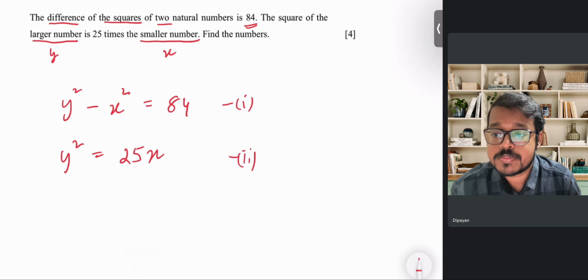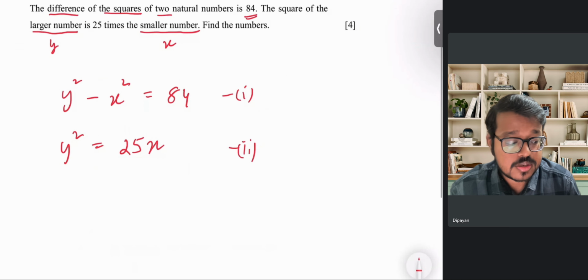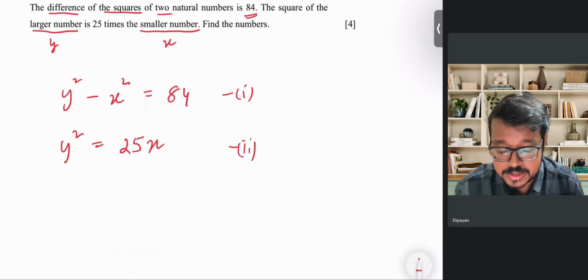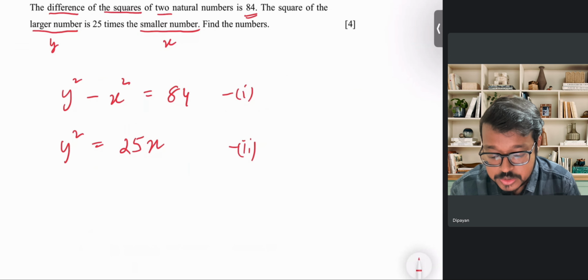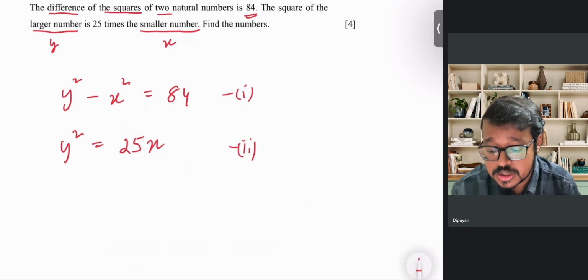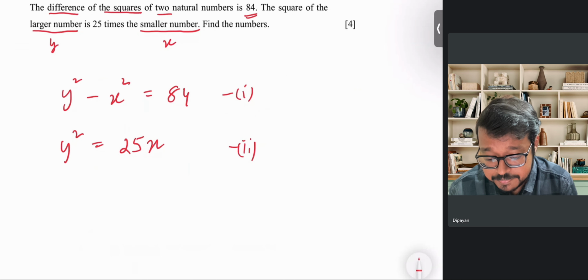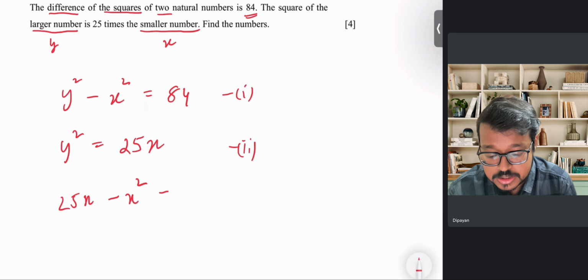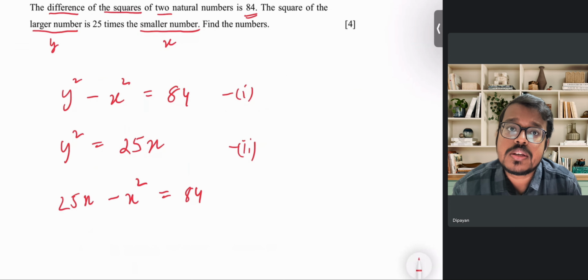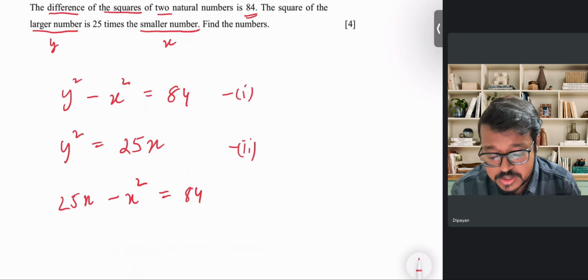So we can do a substitution to get rid of one variable, so that overall we have an equation with only one variable, and we can solve that easily. So let's say that y square equal to 25x, if I substitute in the first equation, the first equation will become 25x minus x square equals to 84. So this is a quadratic equation in one variable, and we know how to solve it.